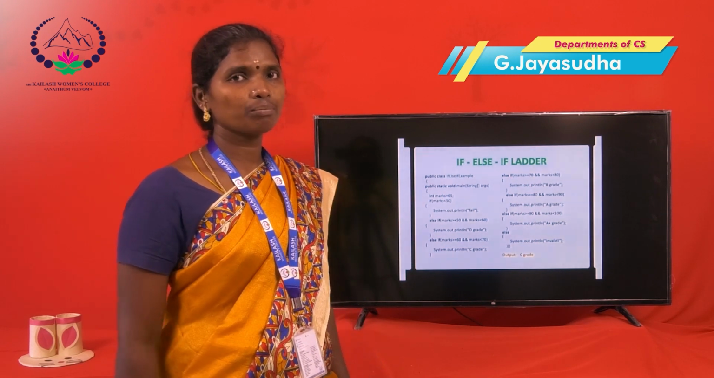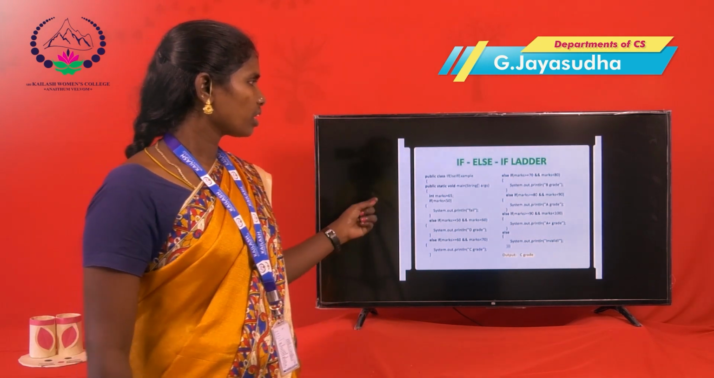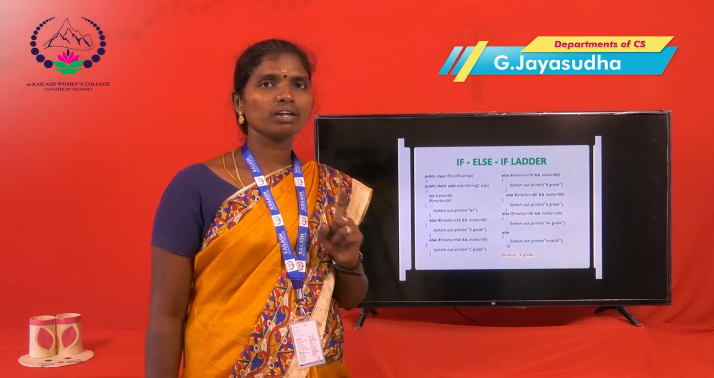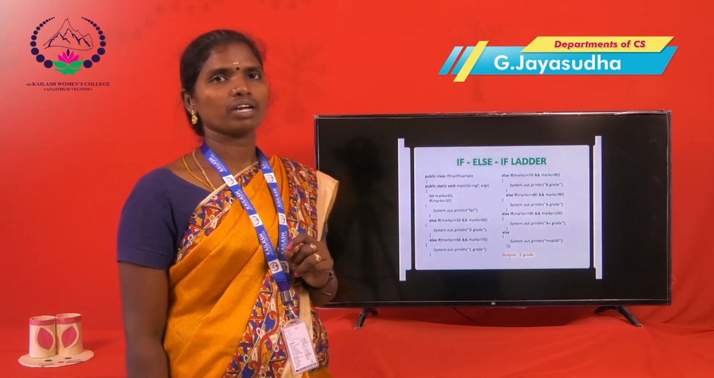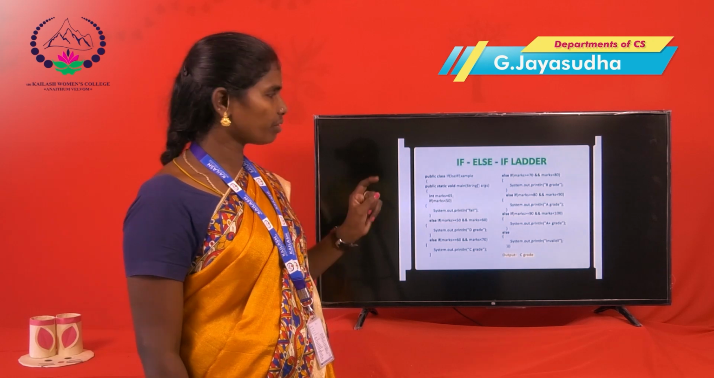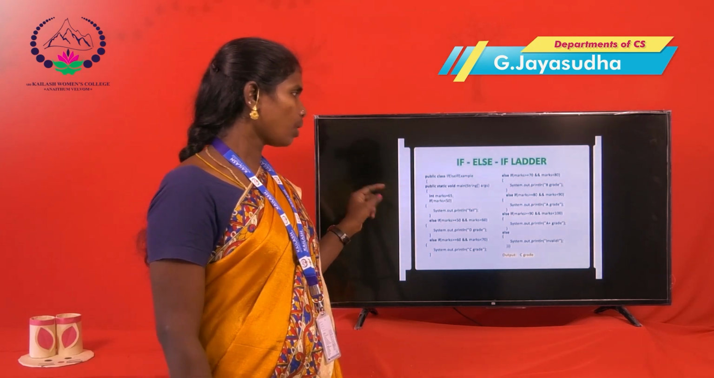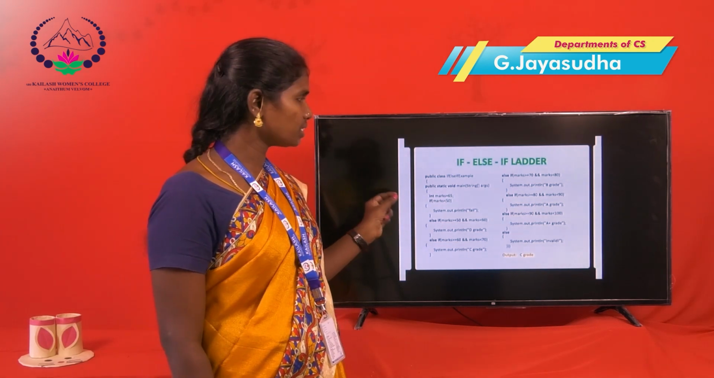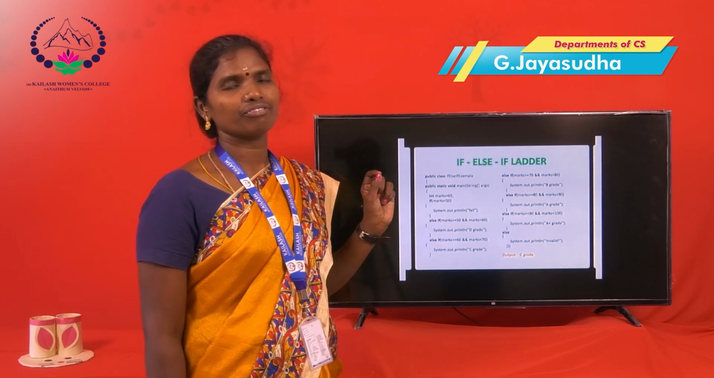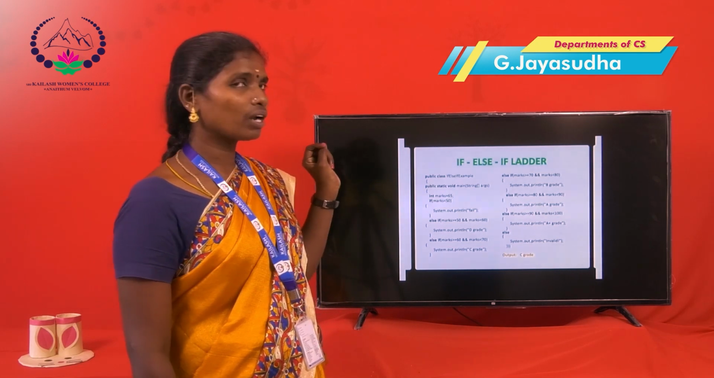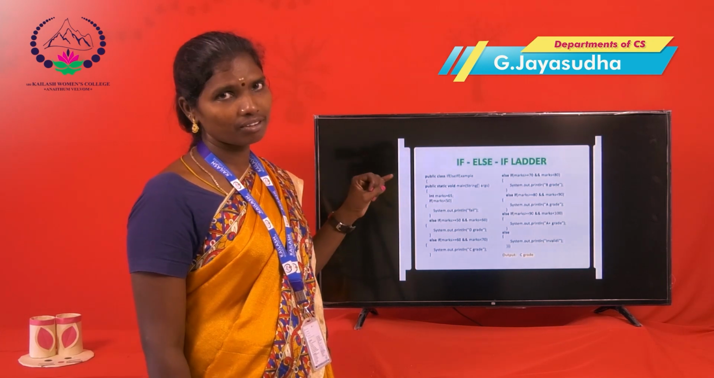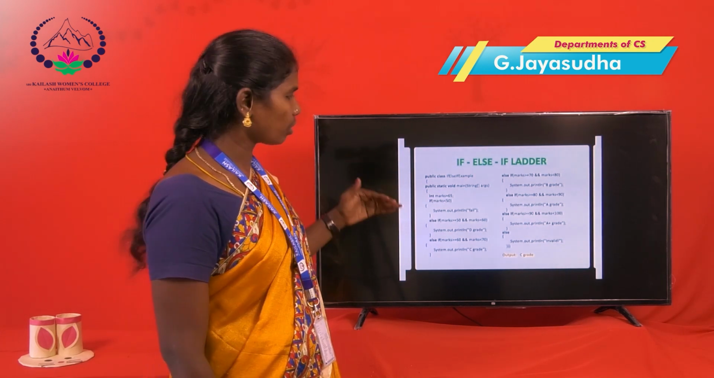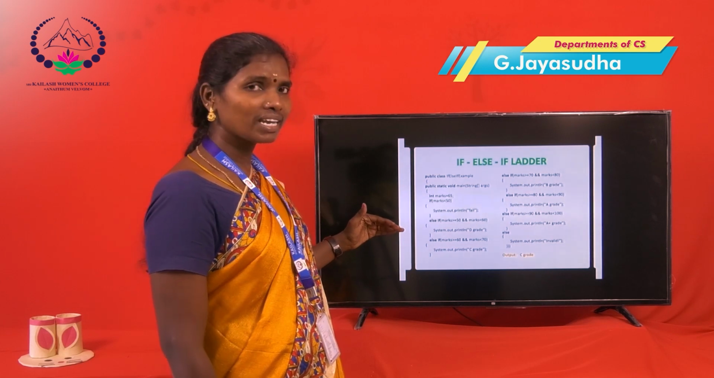Let's see the example of an if else ladder. Here we have only one integer variable, marks equal to 65. I have assigned the value 65 to the variable marks. Now we have to check. The first condition is if marks less than 50. We have given the value 65, but our first condition is if marks less than 50, so the condition is false. So we have to move to the next condition.